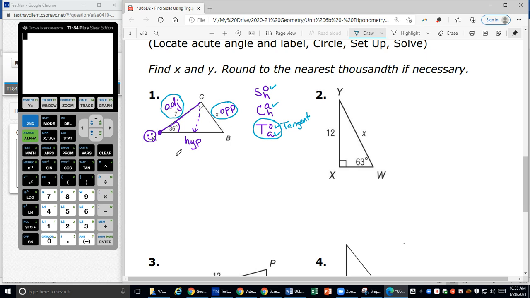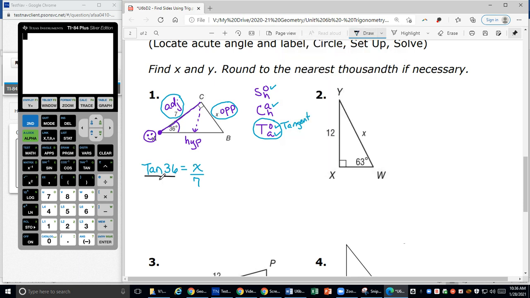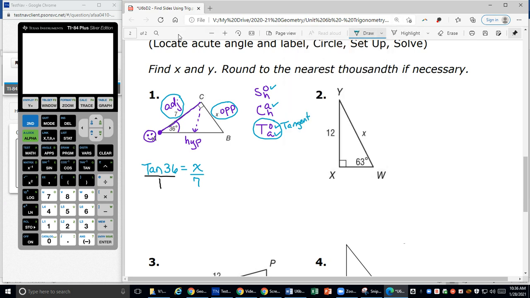Okay, so if I'm using tangent, I've labeled, I've circled, I'm going to now set up so that I can solve. Tangent of the angle, which is 36 degrees, is equal to the opposite over the adjacent. The opposite is x. The adjacent is 7. Okay, then we are going to make it into a proportion so that we can cross multiply to solve by putting the left side over 1.